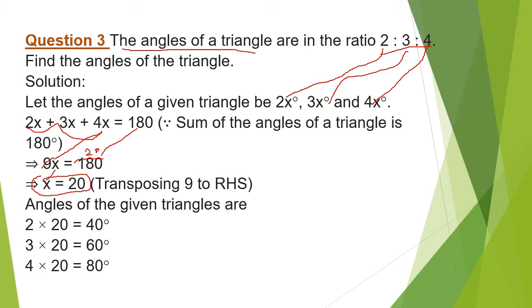The first angle is 2x. So 2 into 20, 2 20s are 40. Then the second angle is 3x. 3 into 20, 3 20s are 60 degrees. The third angle is 4x. 4 into 20, 4 20s are 80 degrees. I hope you understood this, children.